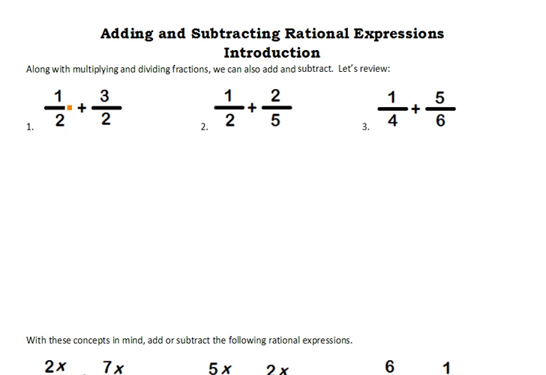Here we do. So we have 1/2 plus 3/2. We're going to add our numerators together. So we end up with 1 plus 3 is 4. We keep the denominator of 2. And then we simplify if we can. So 4 over 2 is actually 2.